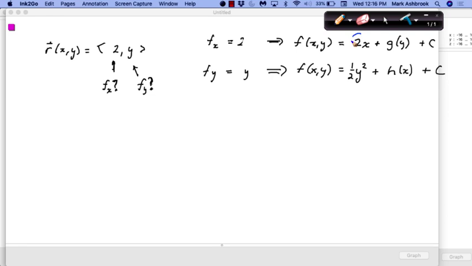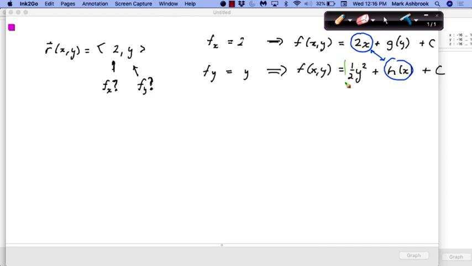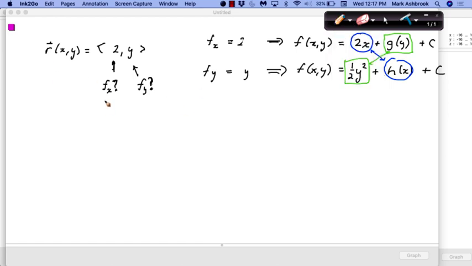Why? Because 2x matches up with this h of x, right? And one half y squared matches up with g of y. So it's a perfect match, right? It's a perfect match. Therefore, the potential function, and then we could have any constant.